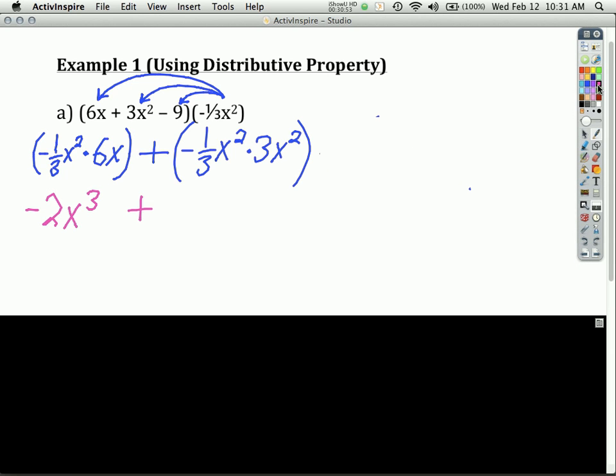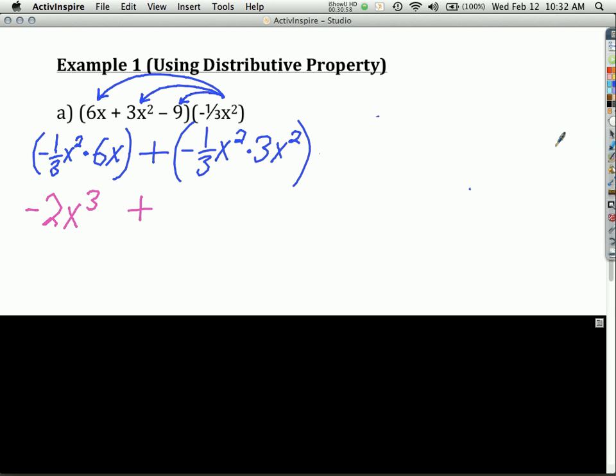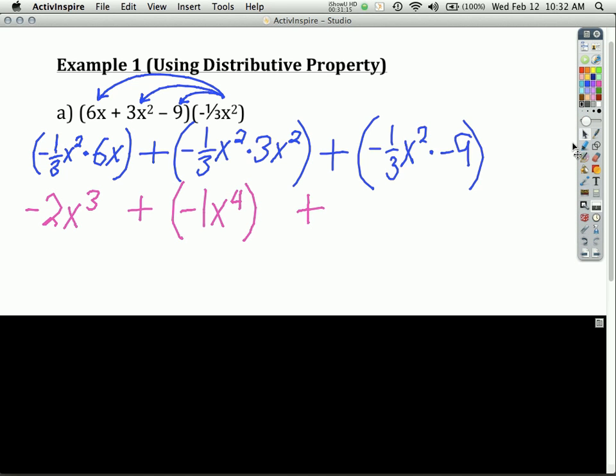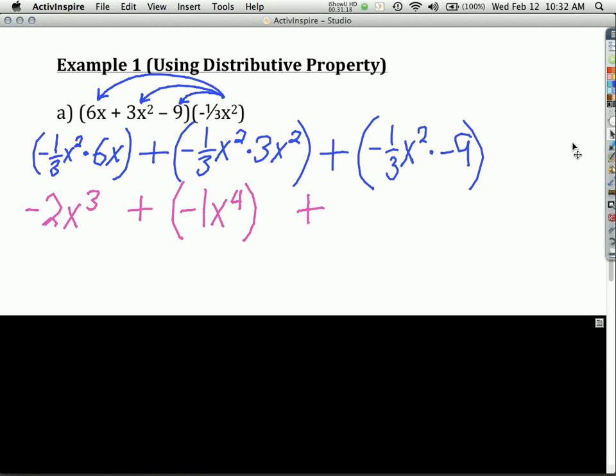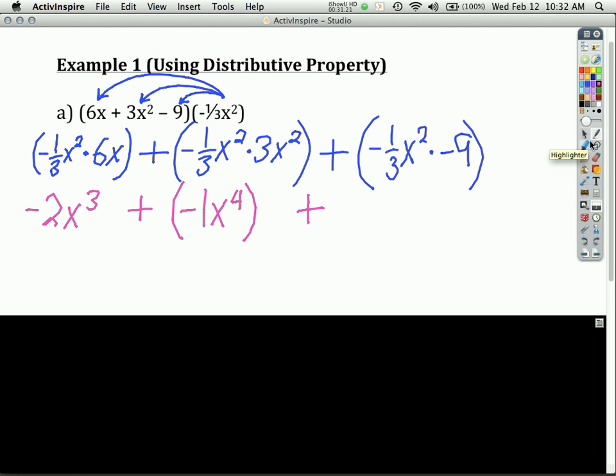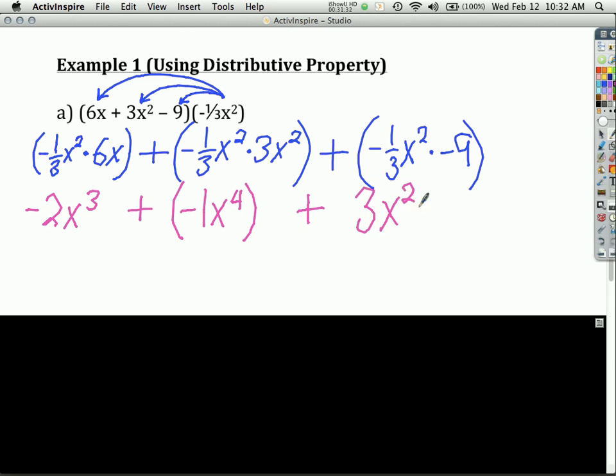So what's negative 1/3 x squared times 3x squared? What do we get there? Kamoy? Yeah, negative 1 x to the 4th. Very good. Plus the result of the last one. What do we get here? Brian? 3x squared.